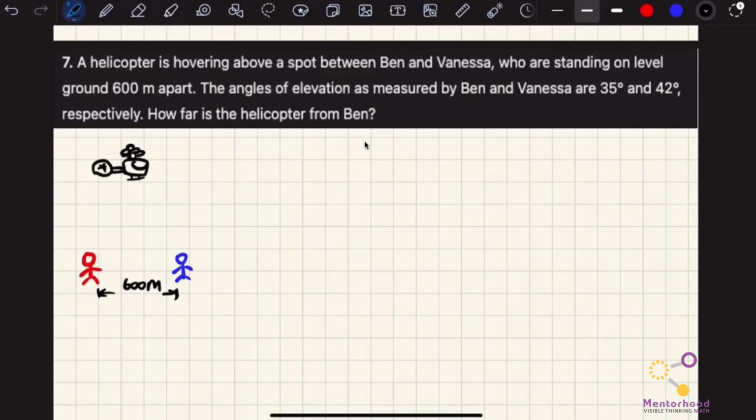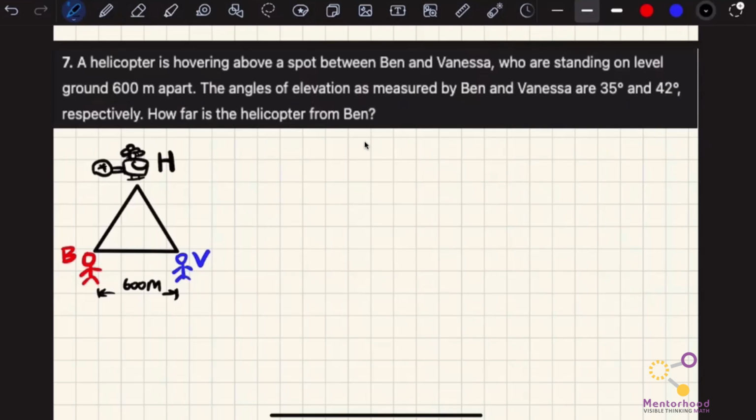Now, the angles of elevation. What does that mean? Elevation means going up, like an elevator. So the helicopter is on the top and they're looking above it. So there will be an angle in between. Okay? So let's draw the distance like this. Let's call this B for Ben, V for Vanessa, and H for the helicopter.